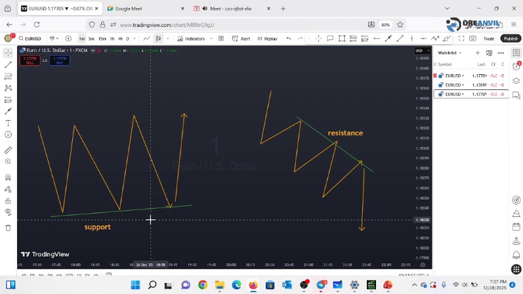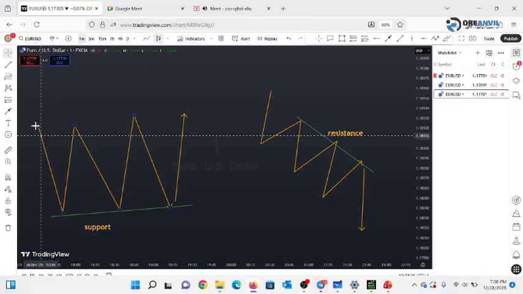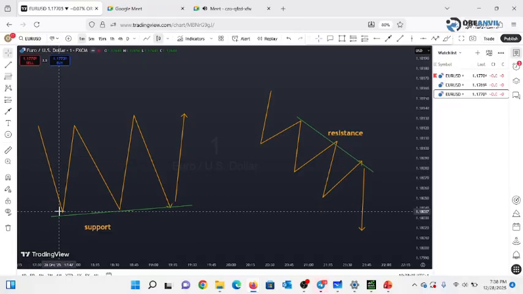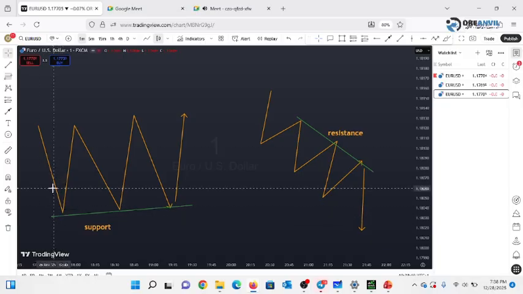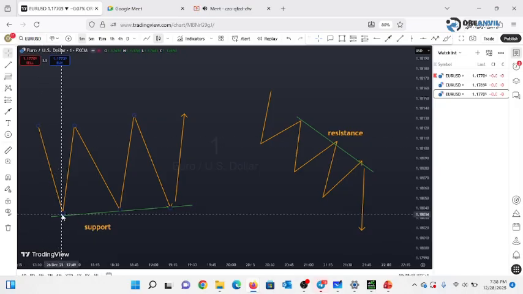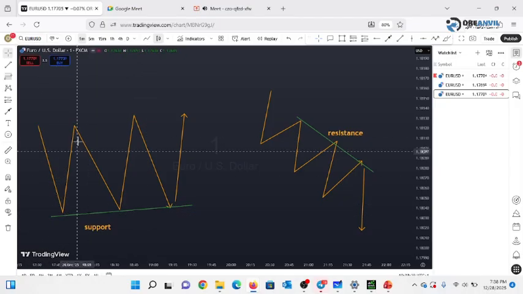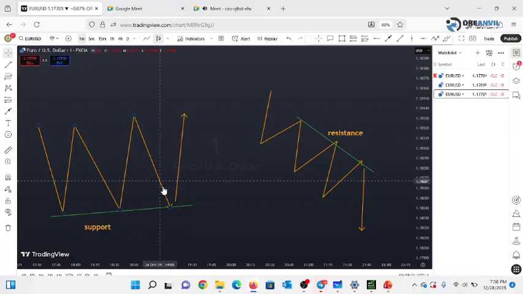So support is like a floor in a room. When a lot of sellers, let's assume these are many selling candles, a lot of red candles. And remember, when you see a lot of red candles, it means people are selling. A lot of companies are selling their stock or selling that euro US dollar. They are selling that commodity. So when price gets to a particular level and bounces off that level consecutively, it means that level is a support. It's like a floor.